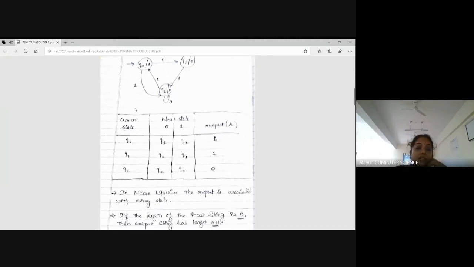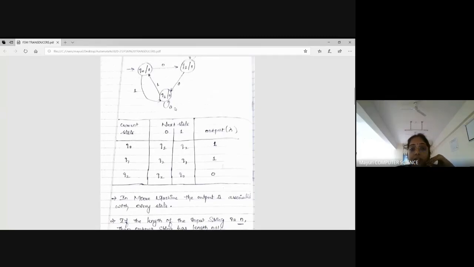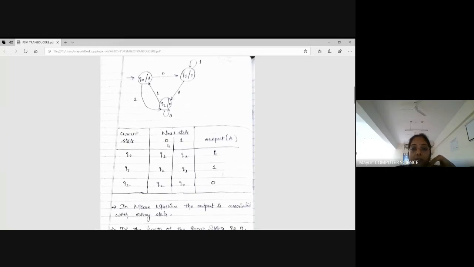So current state, what are all the states you have? Q naught, Q1, Q2. The next states: which state does it go to on the input symbol 0, and on the input symbol 1? For example, from Q naught on 0, it goes to which state? Q1. What is its output? Its output is 1. So that is the output I have written.